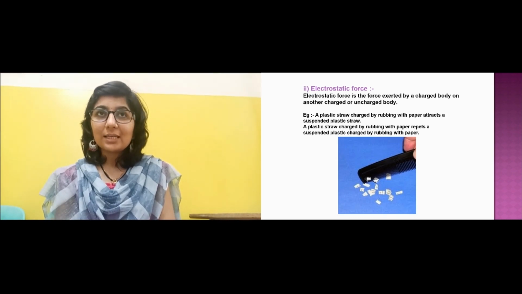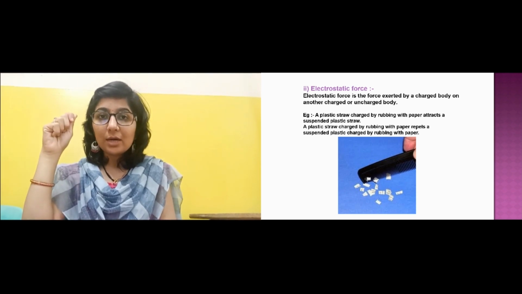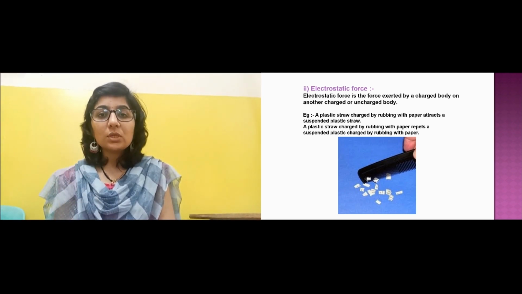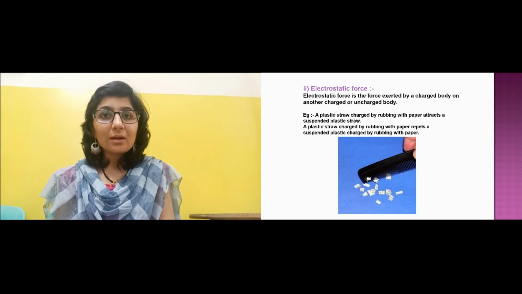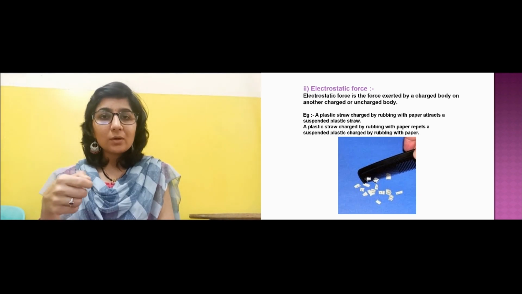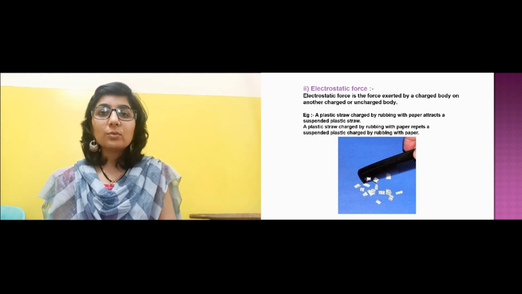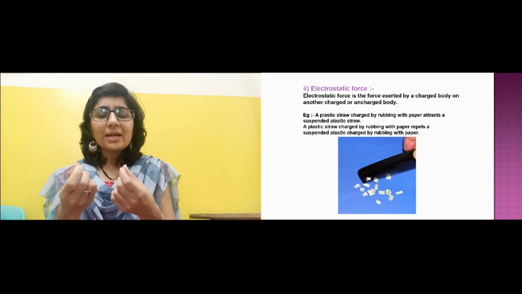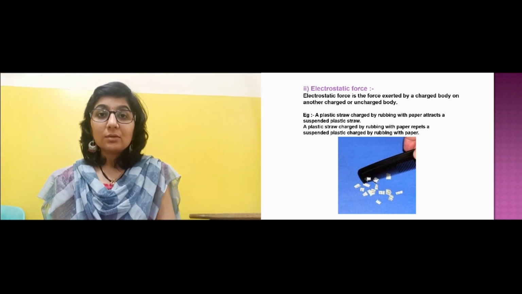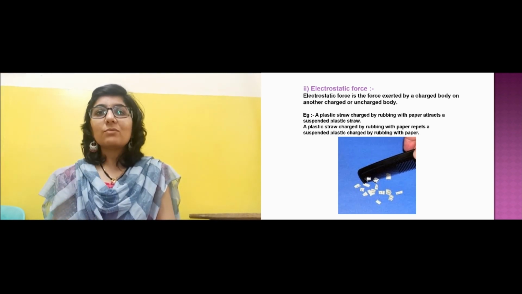Have you ever seen that a scale, if you rub it on your head and bring that scale close to small pieces of paper, that scale will attract the paper? Or also a comb, if you comb your hair and bring that comb near very small pieces of paper, then the papers will get attracted to it. Why does this happen? Or in the winter season, some kinds of cloth like polyester stick to your skin. What is this? This is all electrostatic force.